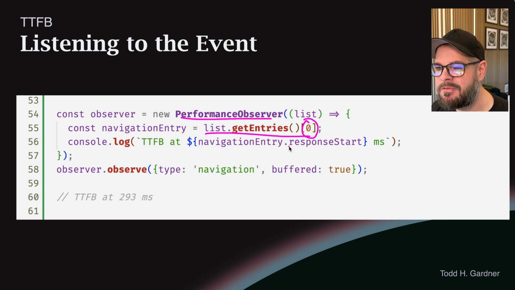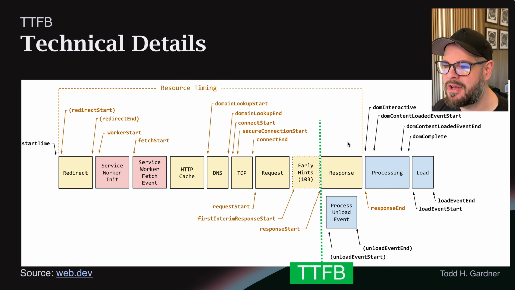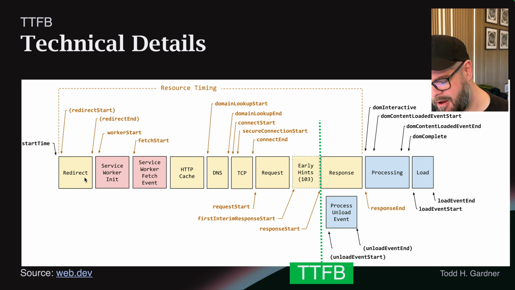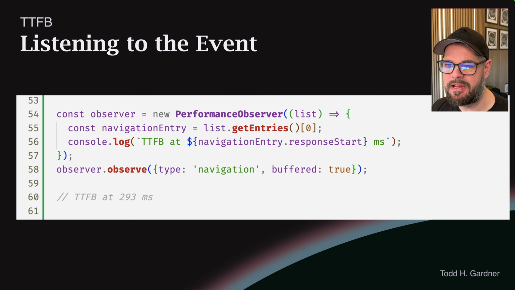It's got all the data about that initial navigation event. Now, what we're looking for is a property called response start. It's not called TTFB because that's not how it's defined in the spec. This is the start of the response data. Now, if we wanted to look at all the details, those are fully documented out here. Here's every single step that the browser goes through as part of the request. And TTFB is collectively measuring all of these. All of these things together is the time we're spending before time to first byte.